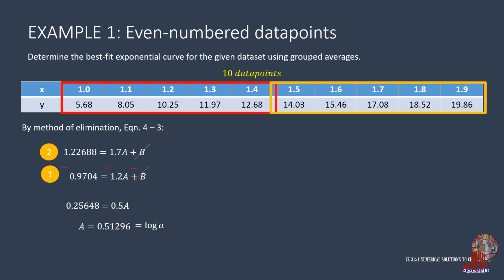With logarithms, use the opposite operation, that is, with e. a is then e raised to 0.51296, which gives a as 1.6702.